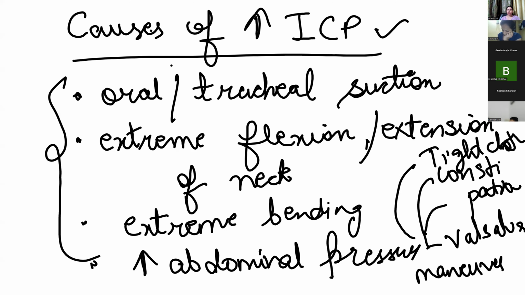Now I have one question for you all. A patient came to you. He was having increased intracranial pressure. He vomited in front of you. If the vomiting is of what type, you will think that it is increased intracranial pressure? What will be the nature of vomiting? Projectile vomiting. The vomiting will be projectile.